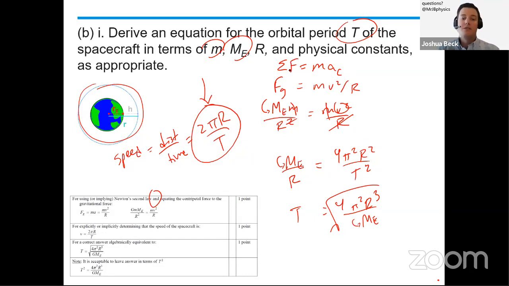And equating the centripetal force to the gravitational force. So once I've actually applied it to this specific scenario, right? So here's Newton's second law. How does it apply to this problem? Well, now I'm in business and I've got that first point.